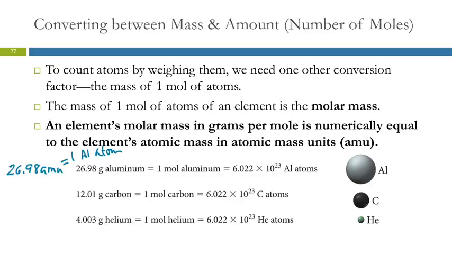So on the periodic table, I told you that the number below the element symbol was the atomic mass in atomic mass units. It is also the molar mass in grams. Okay, so it does double duty. Any questions?